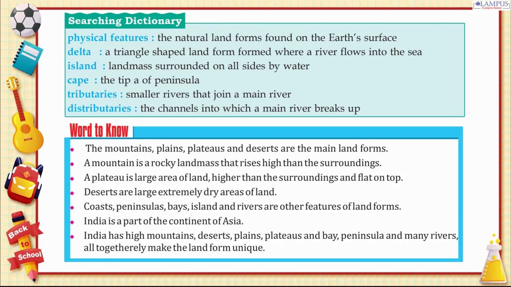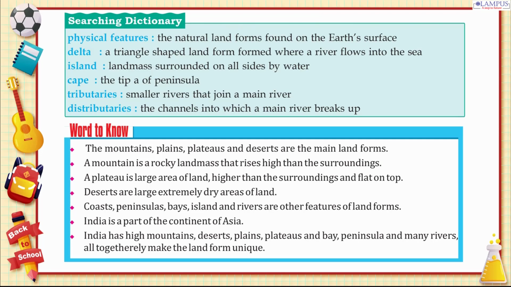Searching dictionary. Physical features: the natural landforms found on the Earth's surface. Delta: a triangle-shaped landform formed where a river flows into the sea. Island: landmass surrounded on all sides by water. Cape: the tip of a peninsula. Tributaries: smaller rivers that join a main river. Distributaries: the channels into which a main river breaks up.